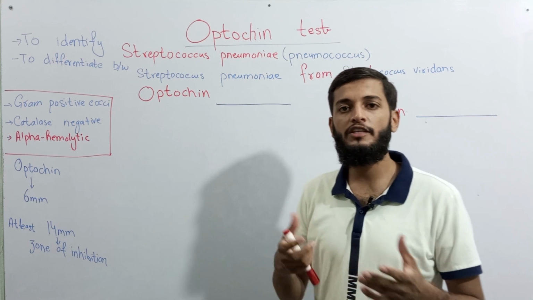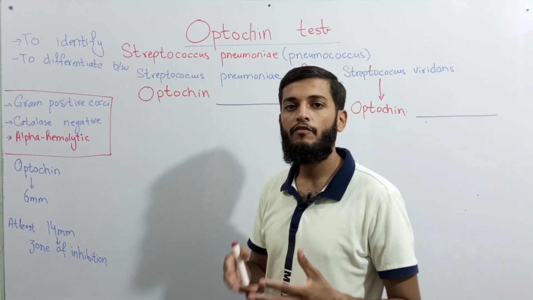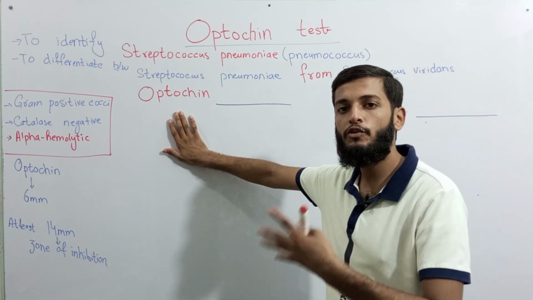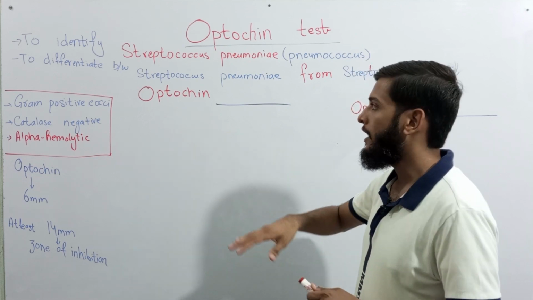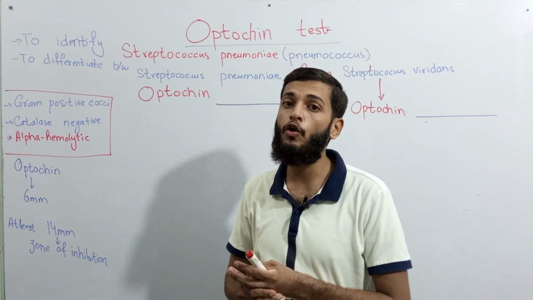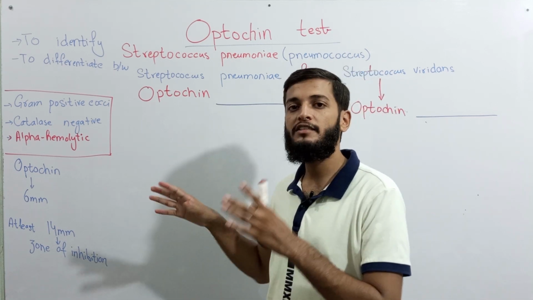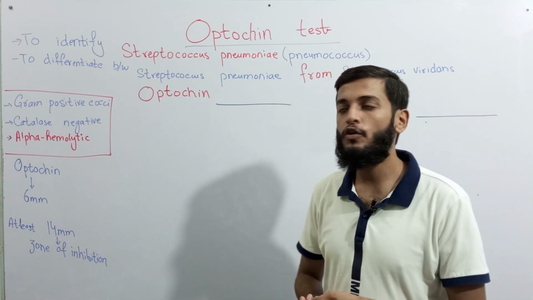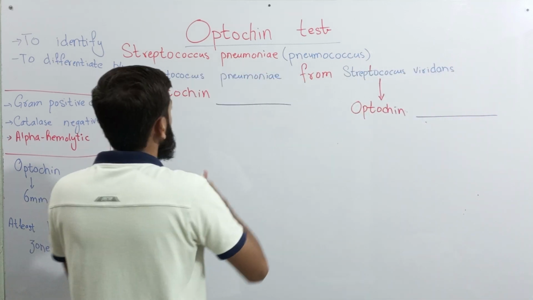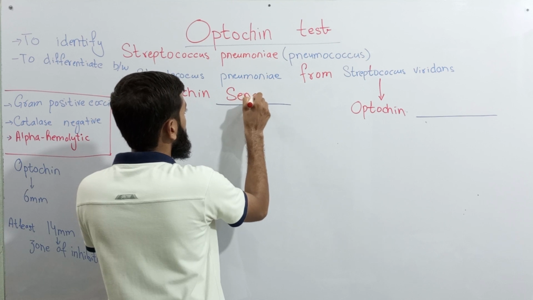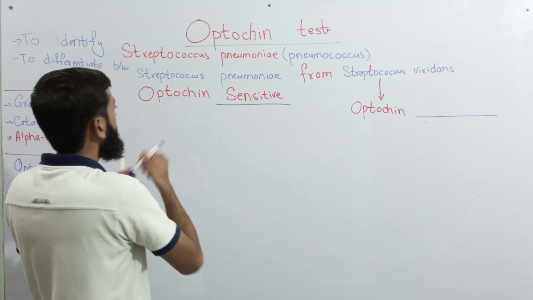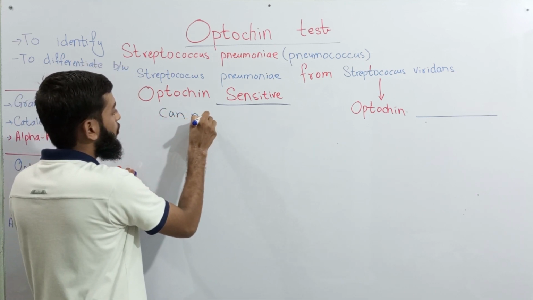But the question is how this test is performed and what is the principle of this test. In this test we use Optochin. Optochin is a derivative of quinine, it's a chemical. If Optochin is present, Streptococcus pneumoniae cannot grow. So we call Streptococcus pneumoniae Optochin sensitive.